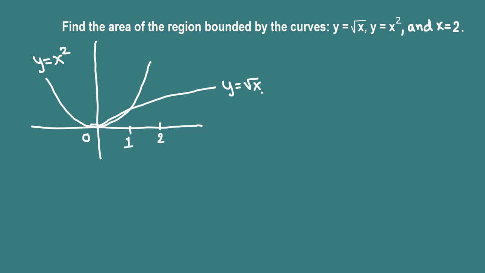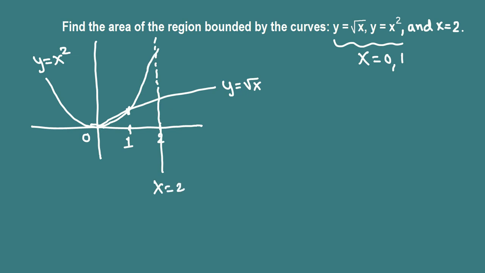In the previous question we found the point of intersection of these two curves. Setting square root of x equals x squared, we found x equals 0 and 1. In fact, if you look at your calculator, you can also see this is 0, this is 1, and x equals 2. So we need to graph x equals 2.